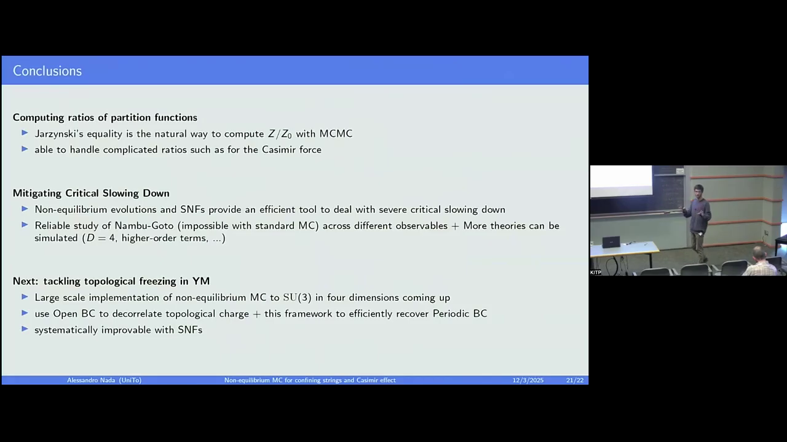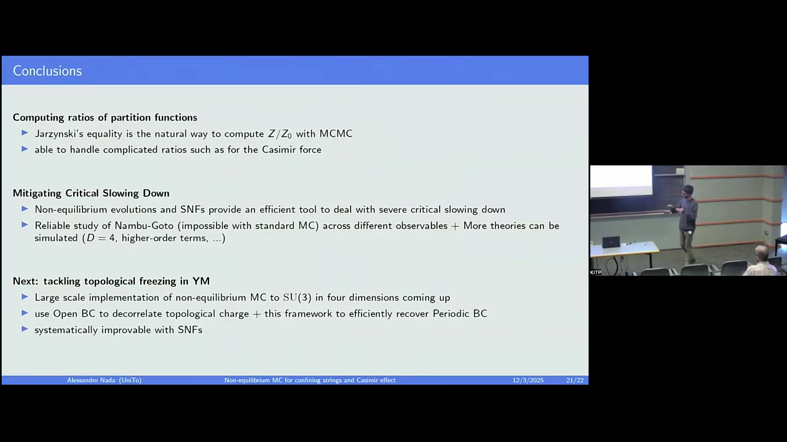And most importantly, I didn't mention it, but it scales very well when you increase the volume size, or anyway, when you increase the degrees of freedom in your theory. And essentially next is tackling more seriously topological freezing in Yang-Mills. This is what we set out to do this year, and we are thinking about larger scale implementation of all this in 4 dimensions.